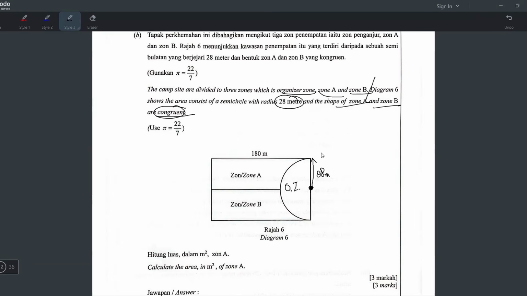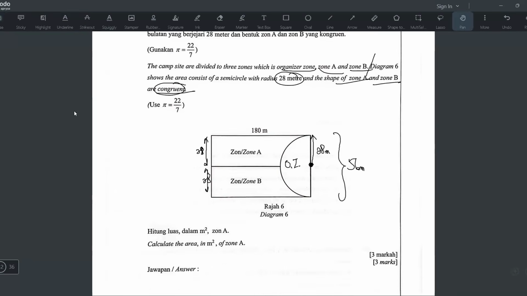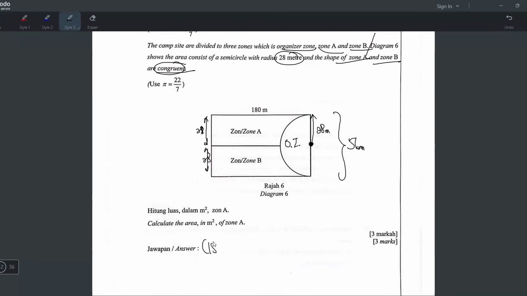Okay, the area of the rectangle will be 180 times... Okay, the radius is 28. So imagine if here is 28, here is also 28. So the whole line is 56, because 28 times 2. So the area of the rectangle is 180 times 56, and the area will come out in meter square.